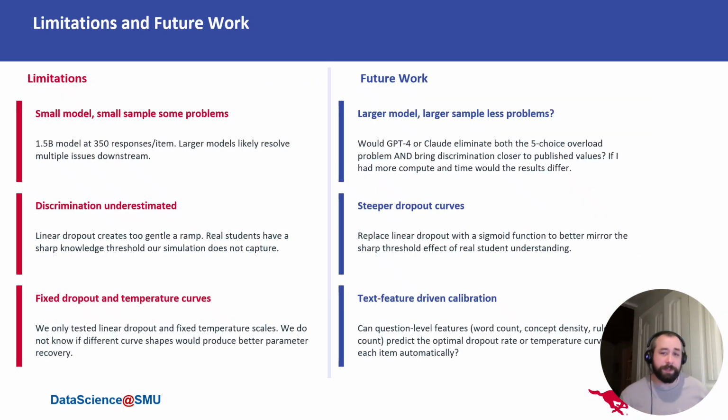So, limitations and future work: I only used one model to look at this. There might be a better model out there that gets the IRT scores better matched up. We could also simulate more. The dropout curve was linear, just a linear mapping from -3 to 3. Maybe a sigmoid function would be better, or even text feature driven calibration. So, does the question sound like it's really hard, and then tweak how much you get the notes or get the misconceptions based off of that.